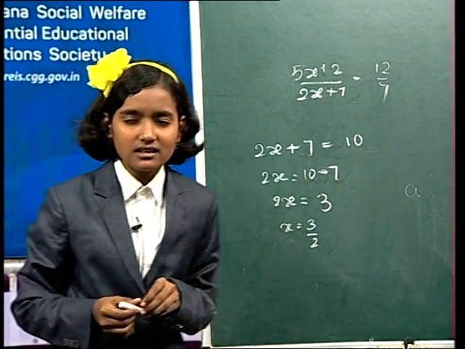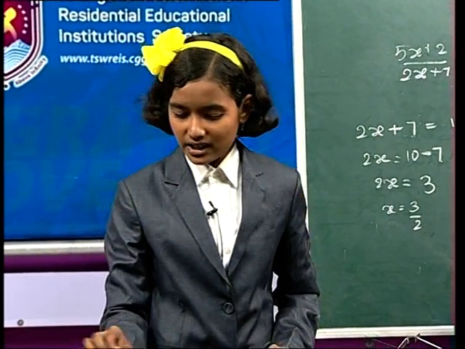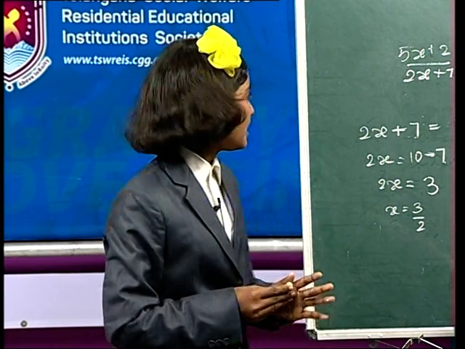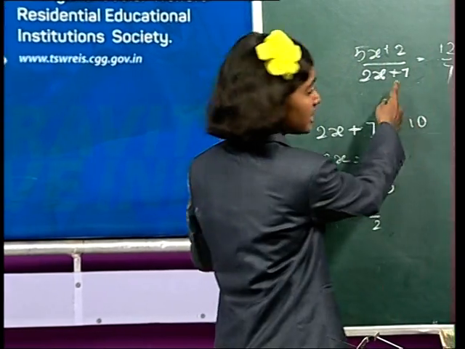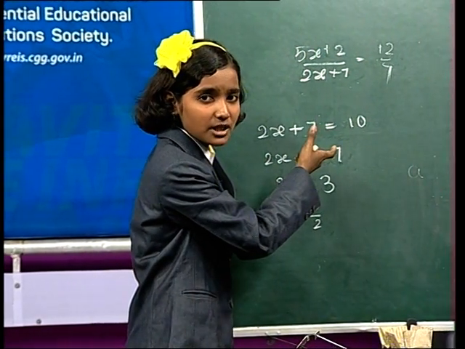Have you understood? Yes. Next one is cross multiplication. So, what is meant by cross multiplication? Do you know, friends? Cross multiplication. Here the equation is given. So, what is cross multiplication?